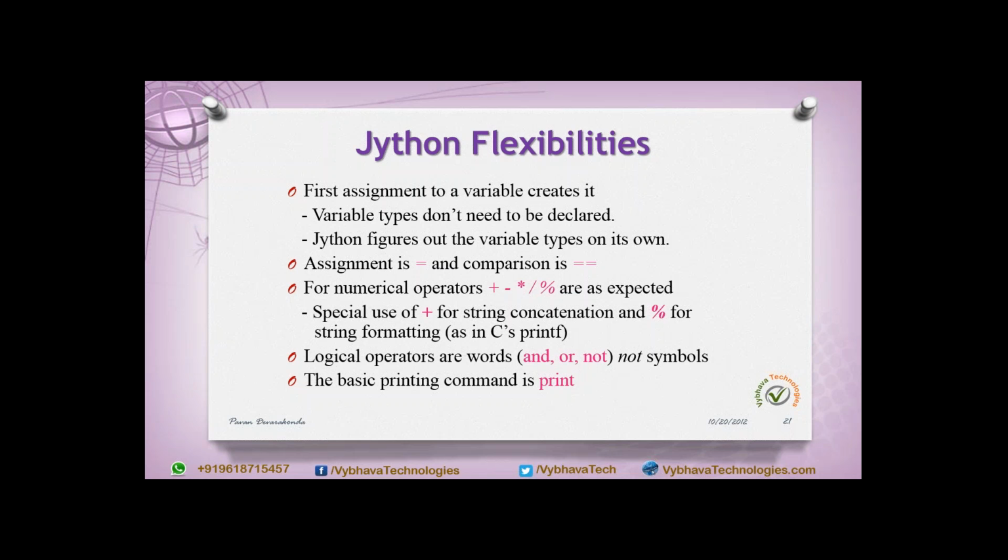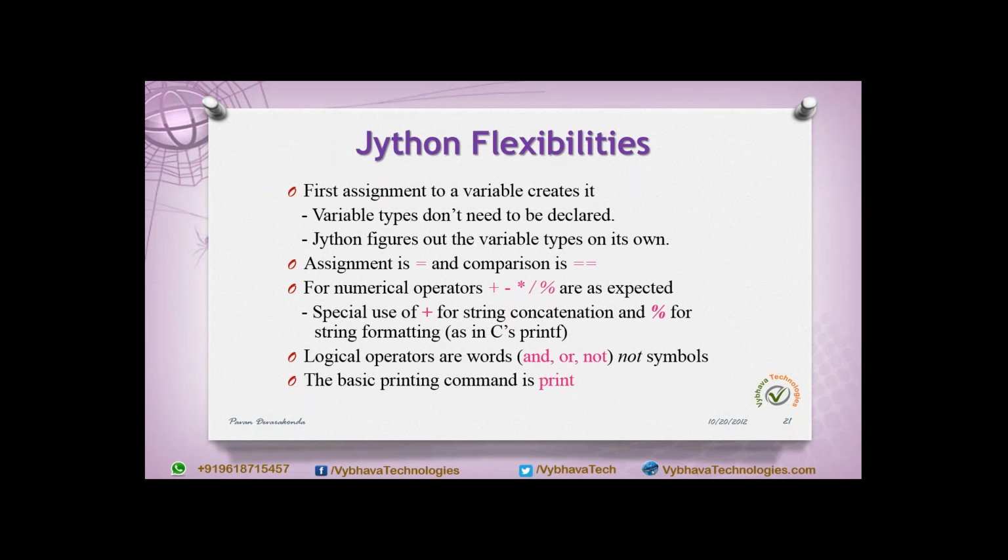Jython figures out the variable type on its own. It will find what the type is. If it is an MBean, a management bean, it will identify it. If it is a Python object, it will identify it. Assignment of the variable is done with the equal to symbol. One single equal to is assignment. Assignment means you are storing the value.